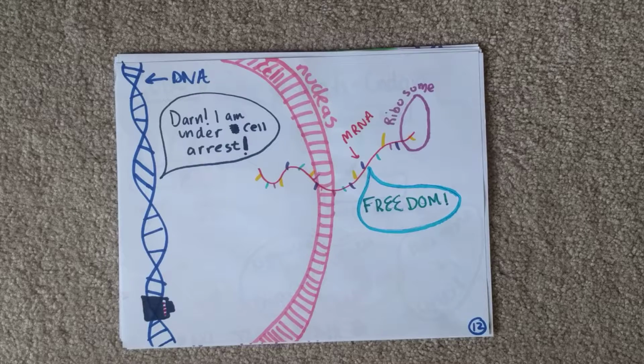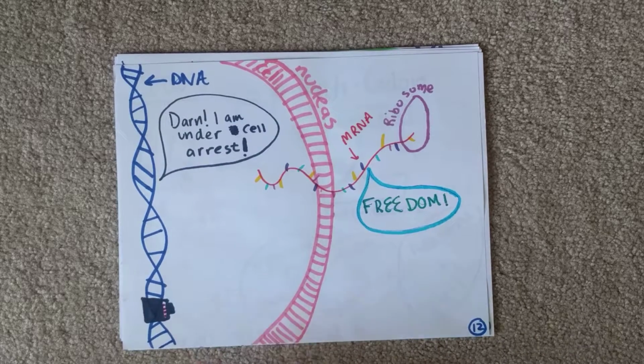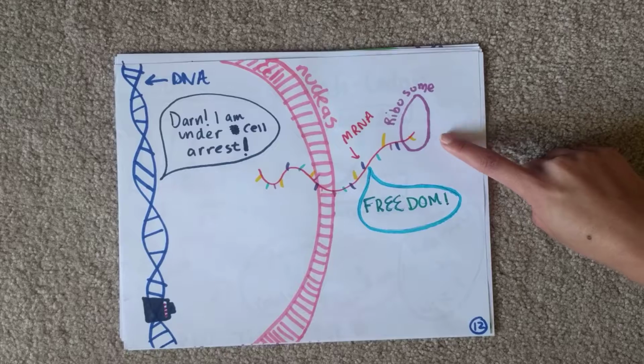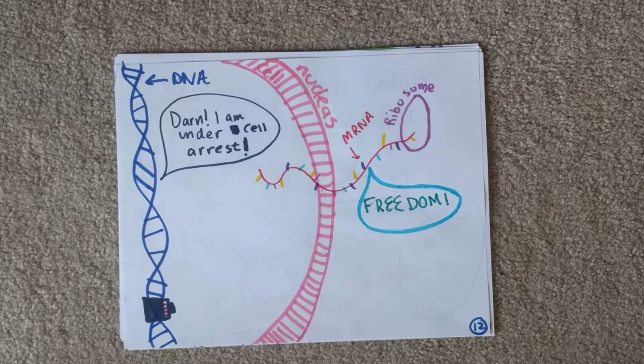The mRNA then leaves the nucleus and goes on to attach to a ribosome. This is important because DNA cannot leave the nucleus. As you can see, it is under cell arrest. This is important because mRNA is solely responsible for bringing the DNA data to the ribosome. At the ribosome, translation occurs.